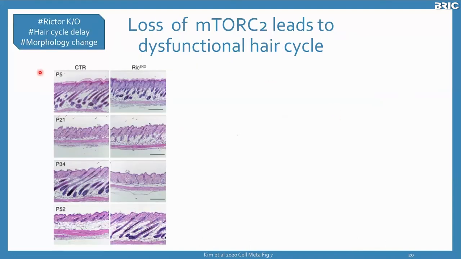So what I did was, throughout each hair cycle, I carefully monitored the morphology using H&E staining. And it seems like loss of mTORC2 leads to a dysfunctional hair cycle. There was a delay in activation of anagen. So you can see here that at P34, the mouse should go into anagen phase to grow hair. But when there was no mTORC2, in Rictor knockout mice, the anagen phase was entered much later, at P52.